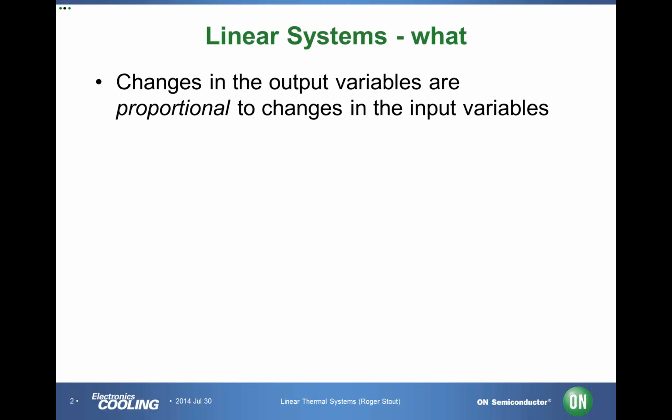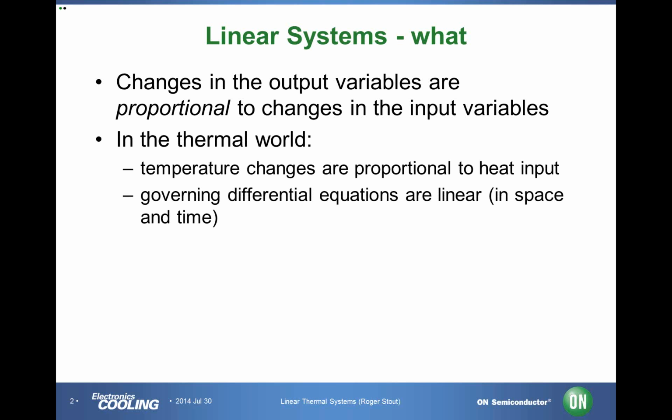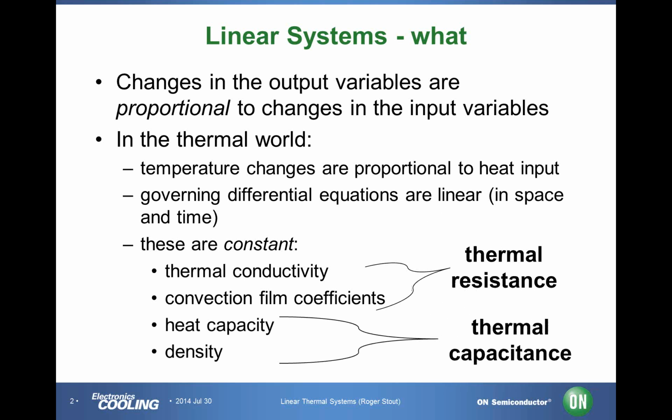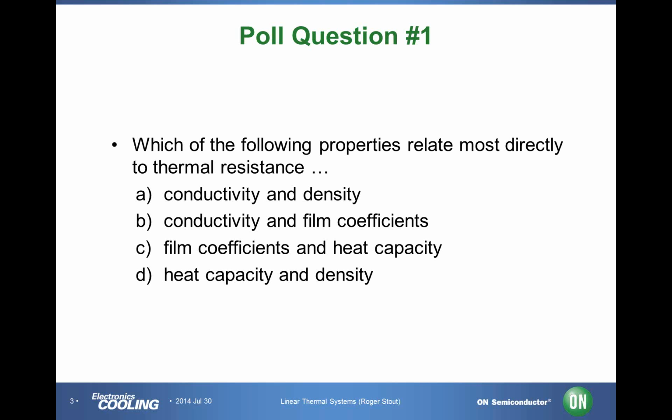Thermal RC networks are all predicated on having linear systems. And a linear system means you've got changes in output variables that are proportional to changes in the input variables. In the thermal world, that means that we've got temperature changes that are proportional to heat inputs. The governing differential equations are linear in both space and time. And in the thermal world, these would be properties that are constant: thermal conductivity, convection film coefficients, which play into thermal resistances. And further, we have heat capacity and density, which play into thermal capacitance. These things would all have to be constant to have a thermally linear or a linear thermal system.